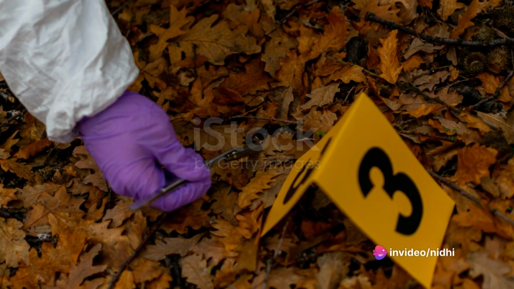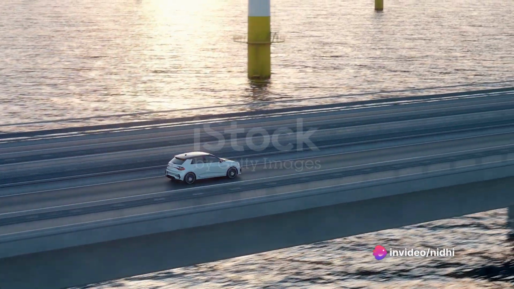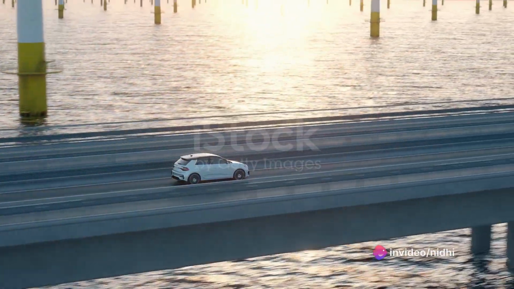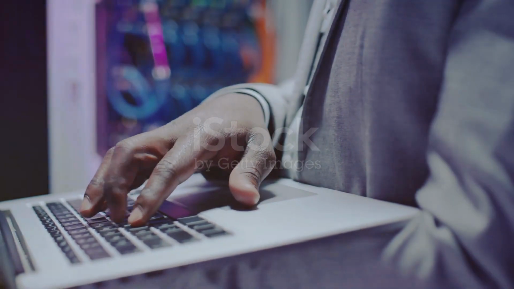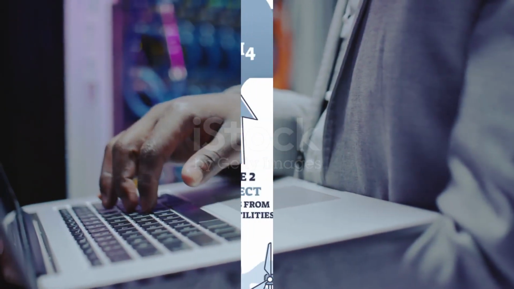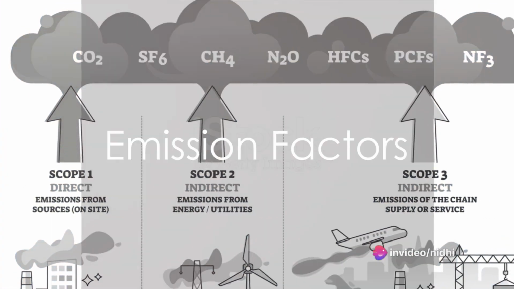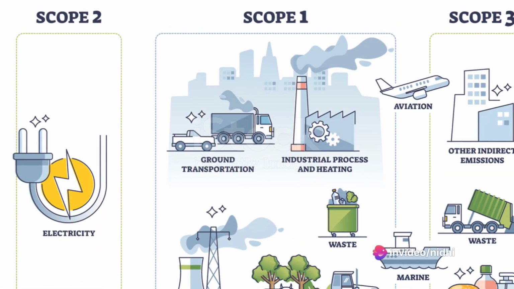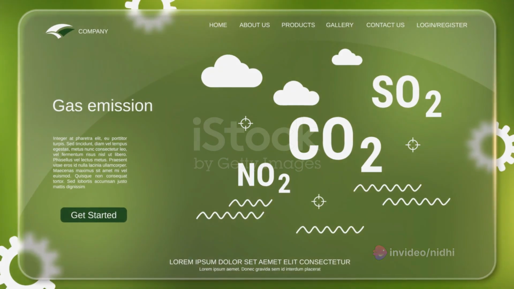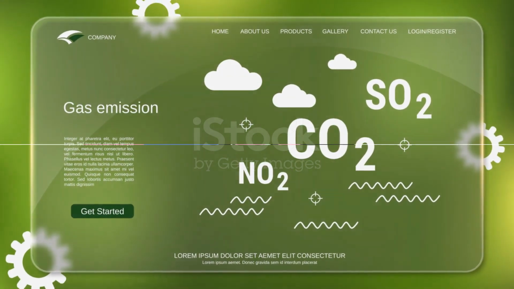This step is akin to a detective gathering clues. We need details on fuel consumption, electricity usage, transportation, and more. The more comprehensive our data, the more accurate our calculations will be. Next, we get our hands on emission factors. These factors, which are available in industry-specific databases, represent the amount of greenhouse gases produced by each activity.